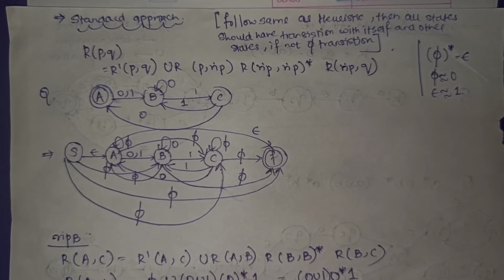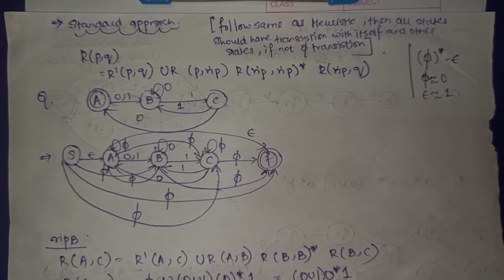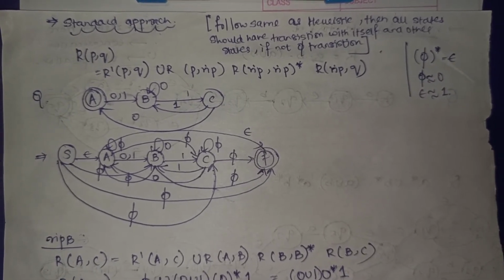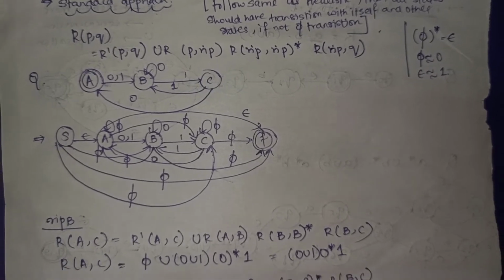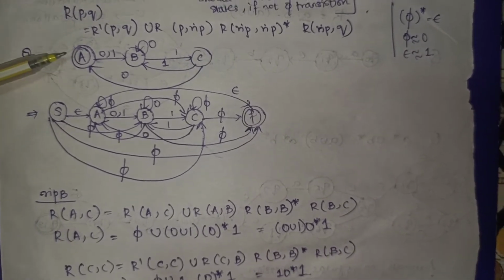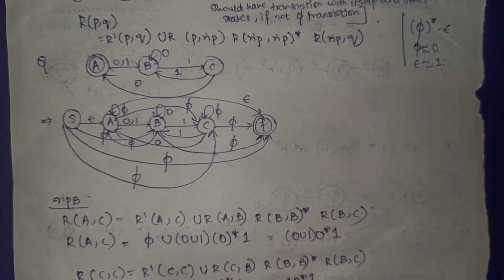P and Q are the states through which the state we are ripping will have a transition, and rip is the state that we are ripping out of the automata. So now coming to the question. You have this question, and you'll use the heuristic approach steps.